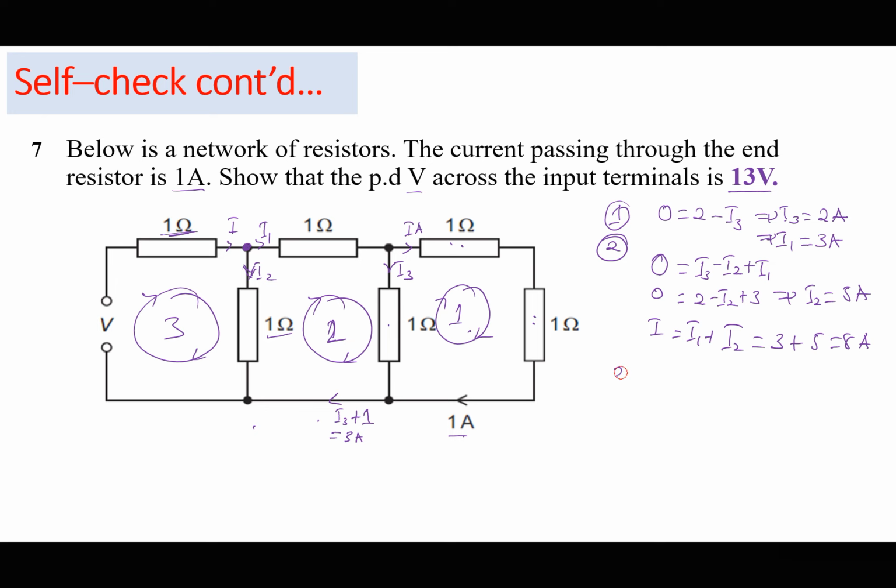So using loop 3 now. Loop 3, the EMF, let's say this is positive, this is negative. So this is in the same direction as the loop. So this is going to be V as the EMF. This is going to be equal to the PDs. 1 ohm, the current is I, so it is I times 1, which is I. Then we have this one in that loop, which is I2 times 1. So this is plus I2 times 1. That is all. So it means the V is going to be I, which is 8, plus I2, which is 5. That gives us 13 volts.